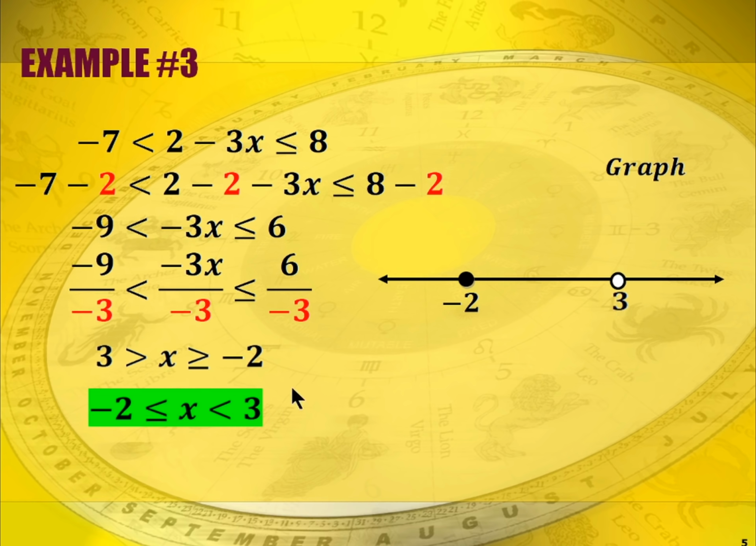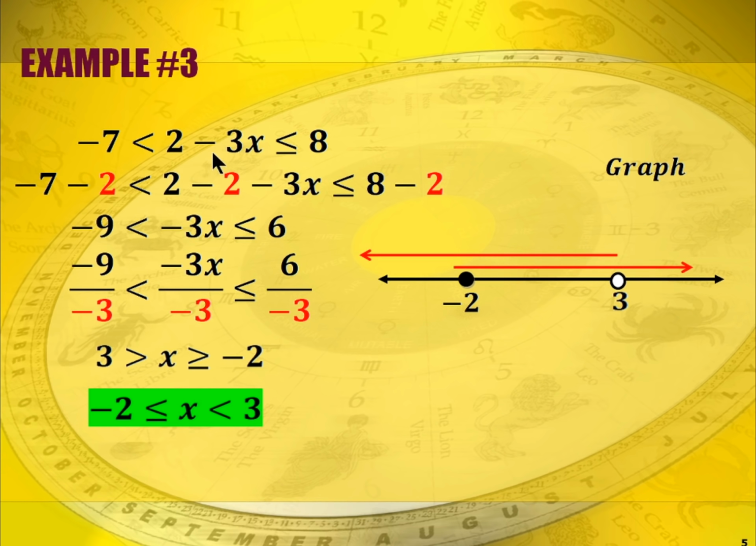But in the case of 3, that's less than, so it's an open circle. So we'll see the graph of x is greater than negative 2, meaning from negative 2 to positive infinity, and x is less than 3, so the graph is from negative infinity to positive 3.